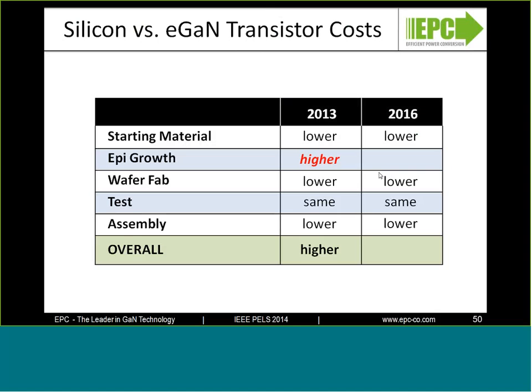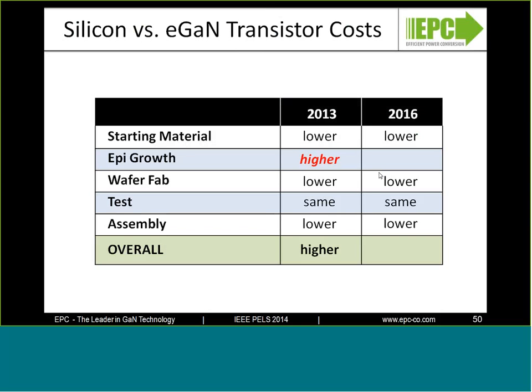The big problem is that when you grow that little crystal of gallium nitride, it's only a couple microns thick, but that cost is higher than the cost of growing a silicon epi as you would in a power MOSFET. But then you put these wafers into a wafer fab, and because we get so many more die per wafer, the wafer fab costs today are lower.